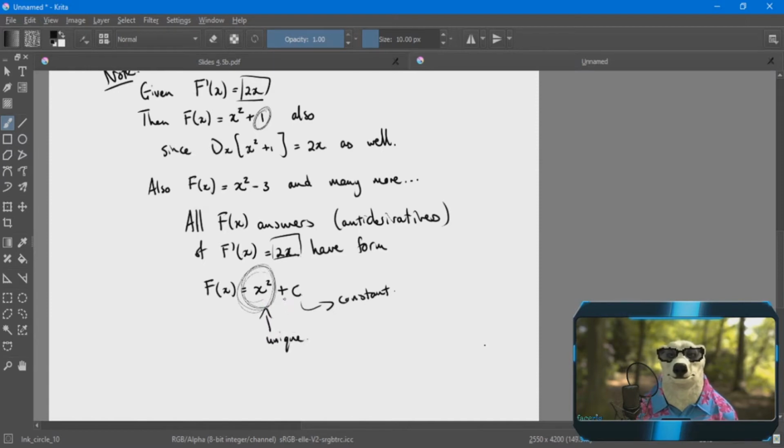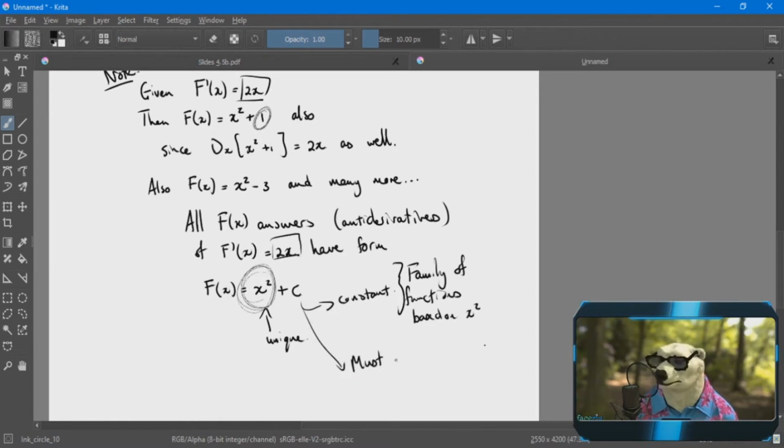But because I can add or subtract a constant, I really get a family of functions that are all based on x squared. They can't be fundamentally different. They're just technically different, but fundamentally they're all based on the same essence of the function. So now, for this antiderivative question, we must always include the plus c.